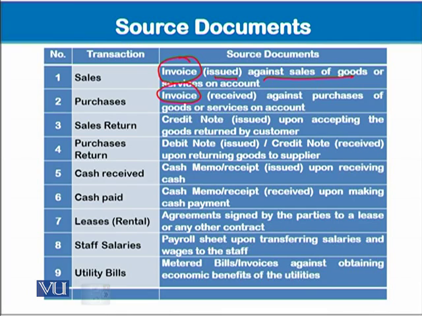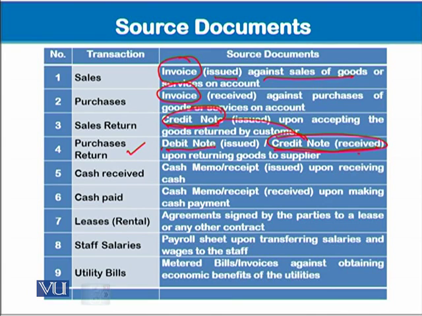For sales return, the supporting document is credit note, which is issued upon accepting the goods returned by the customer. And obviously, it would be issued by the seller who is receiving back the goods from customer, being faulty or because of any reason. Then purchase return. Debit note is in fact the note which is prepared after receiving credit note. So this credit note, when it comes in the hand of the buyer, is evidencing the purchase return.